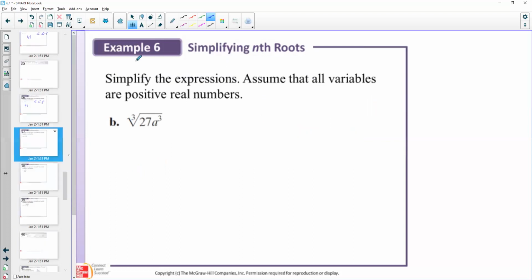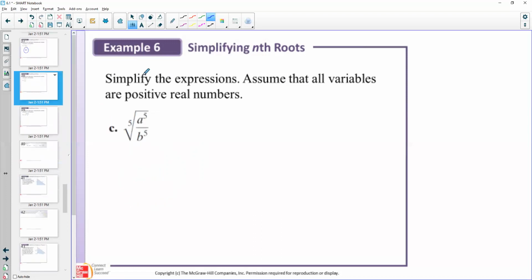This one is crazy. This one has 2 parts. This is a cube root, right? So no absolute value needed. So I'm going to actually think about it in steps. I know the cube root of 27, something times something times something makes 27, is going to be 3. The cube root of a cubed is just a. So the answer here is 3a.